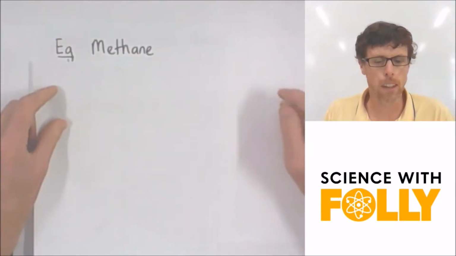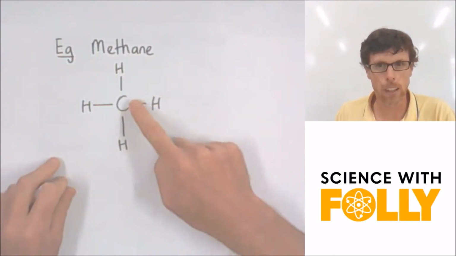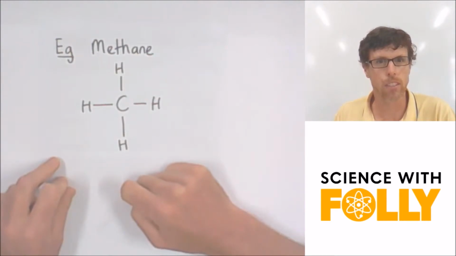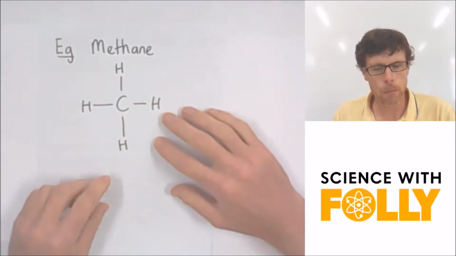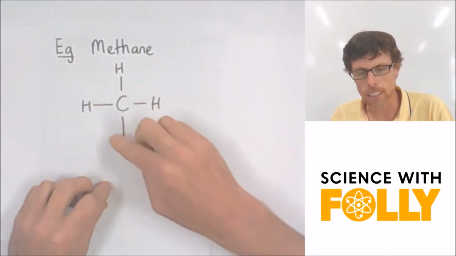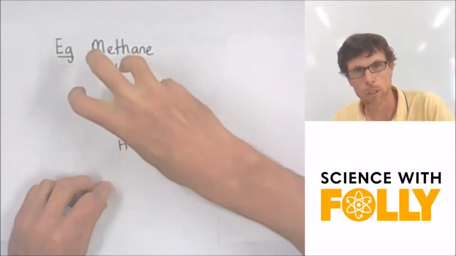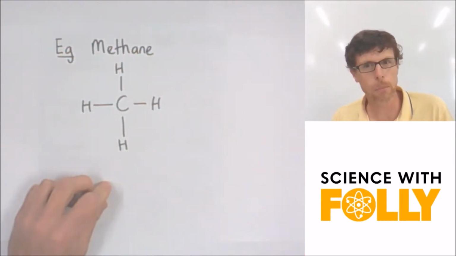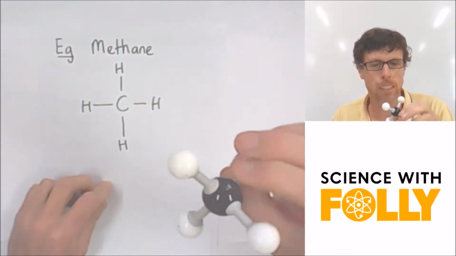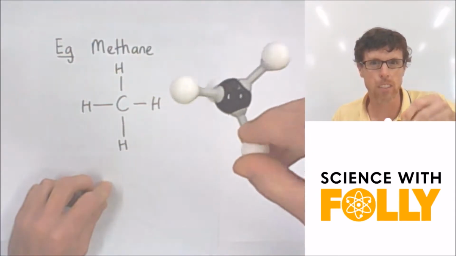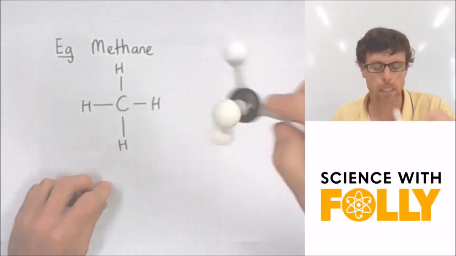So let's look at methane, for example. Methane, CH4, is made of one carbon with 4 hydrogens around it. And this is obviously the Lewis diagram. But remember, these 4 areas are negatively charged. And so they don't just repel in 2 dimensions, they repel in 3 dimensions. Here's a little model of a methane molecule, and you can see how the hydrogens are all evenly spaced in 3 dimensions around the central carbon atom.